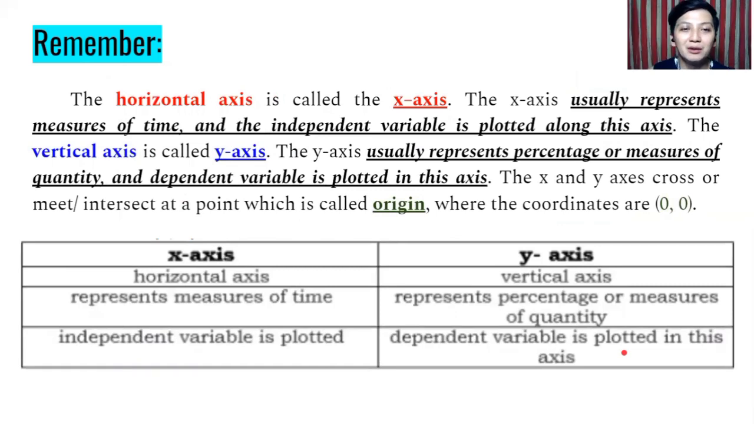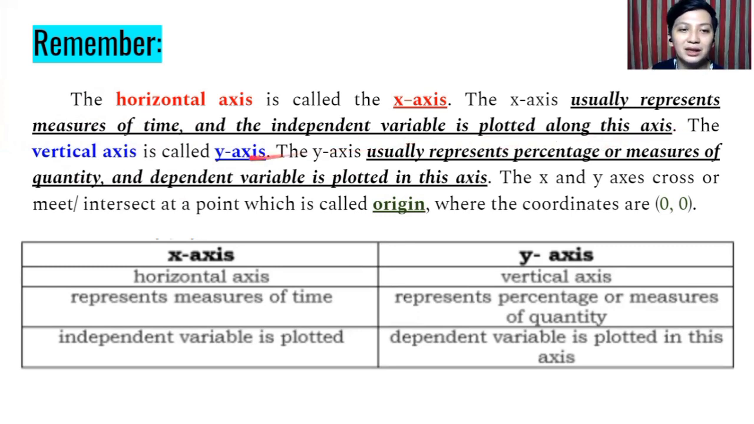So, remember, the horizontal axis is called the x-axis. And the x-axis usually represents measures of time, and the independent variable is plotted along this axis. Independent variable meaning to say, it can stand on its own. Hindi niya kailangan ng iba. Okay? Meaning to say, independent na siya. Kahit siya lang mag-isa, hindi siya mababago. Maliwanag? So, for example, time. So, measures of time. So, hindi na natin pwedeng baguhin yan. So, it is independent. It can stand on its own. Maliwanag? So, doon siya sa x-axis.